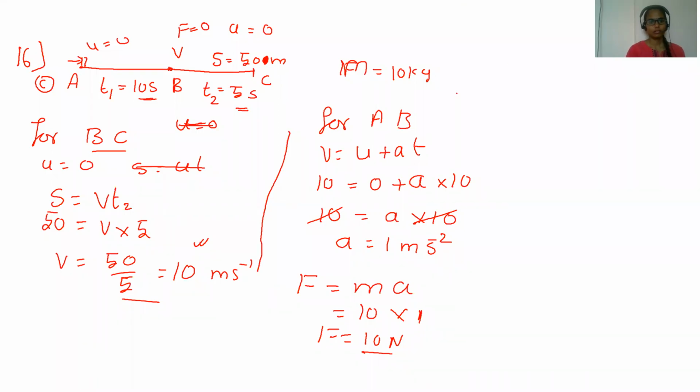Yes, children, understood this problem. Given S, so you know velocity is equal to what? Distance by time taken, or distance is equal to velocity into time. This formula I used here to calculate the second path. Again, velocity and time, so you calculated the velocity, and again using the second path in the first path A to B, V equals U plus at, so that we find acceleration. Again we calculated the force.